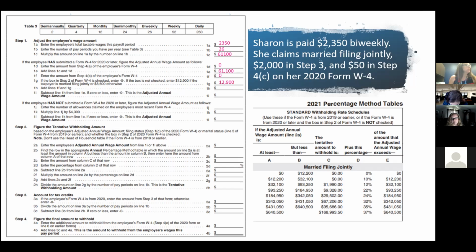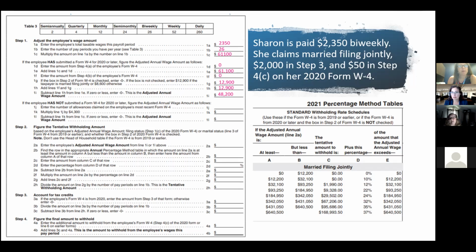Again, just make sure you're reading carefully and taking the time to go through these, and you will do fine. On line 1H, we're adding lines 1F and 1G, which just gives us 12,900 because line 1F was 0. And then line 1I, we're subtracting line 1H from 1E. If 0 or less, enter 0. And this is the adjusted annual wage amount. So based off of all of this information, we're assuming that her adjusted annual wage amount is 48,200. Basically, that's her annual wage minus any standard deductions that she's going to be allowed to take because she didn't have any adjustments on her W-4.